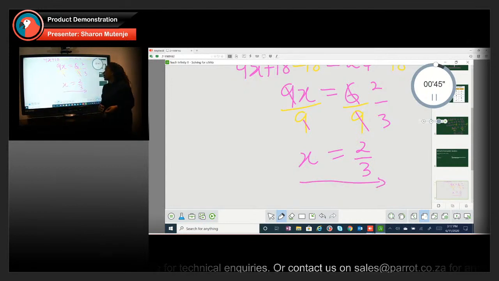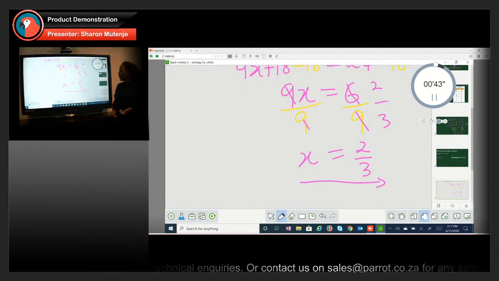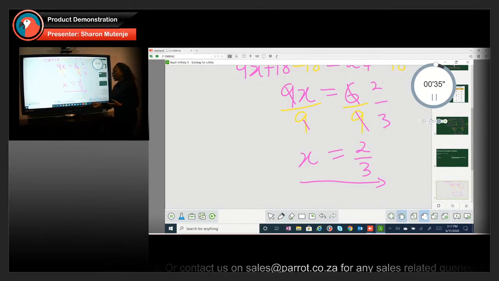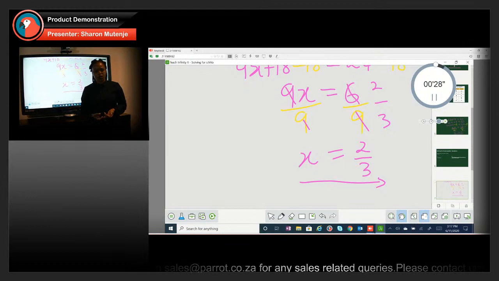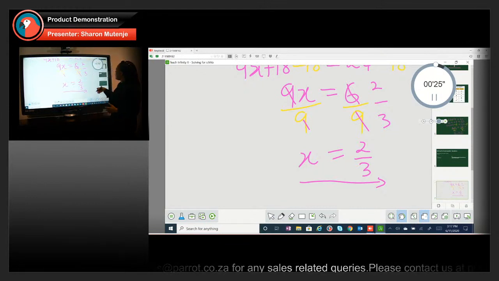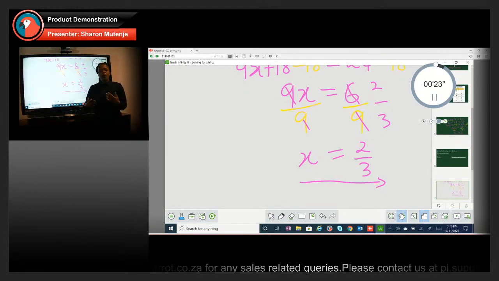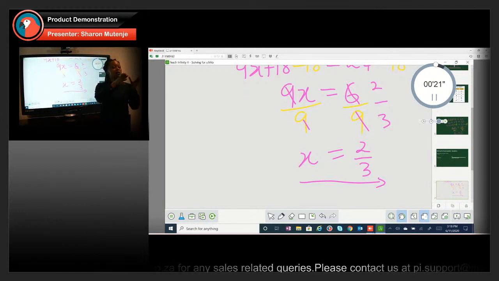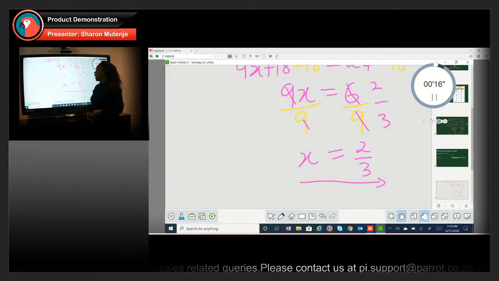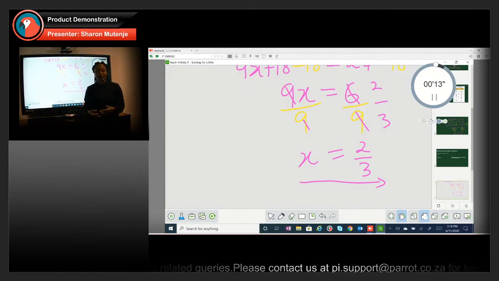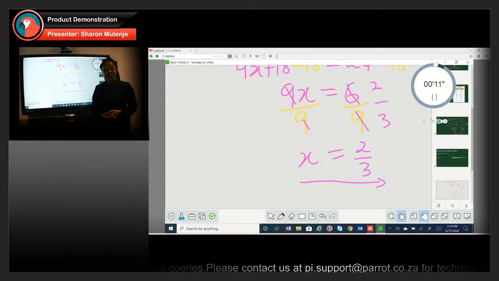And that is how we solve that particular equation. I hope from these two examples that we have done, it has at least given you a basic understanding of how you can solve equations. We are going to have another tutorial video where one can now move from linear equations, which we were solving, to simultaneous equations, and more videos in terms of how we can present lessons on the interactive board.